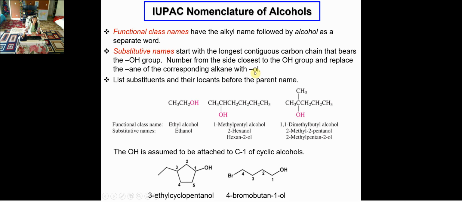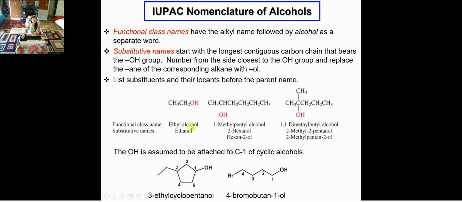For example, I have this CH3CH2OH. Based on the functional class nomenclature, you name this as an alcohol. You count your carbon 1, 2, which is ethane, and you change it to ethyl. You call it ethyl alcohol.